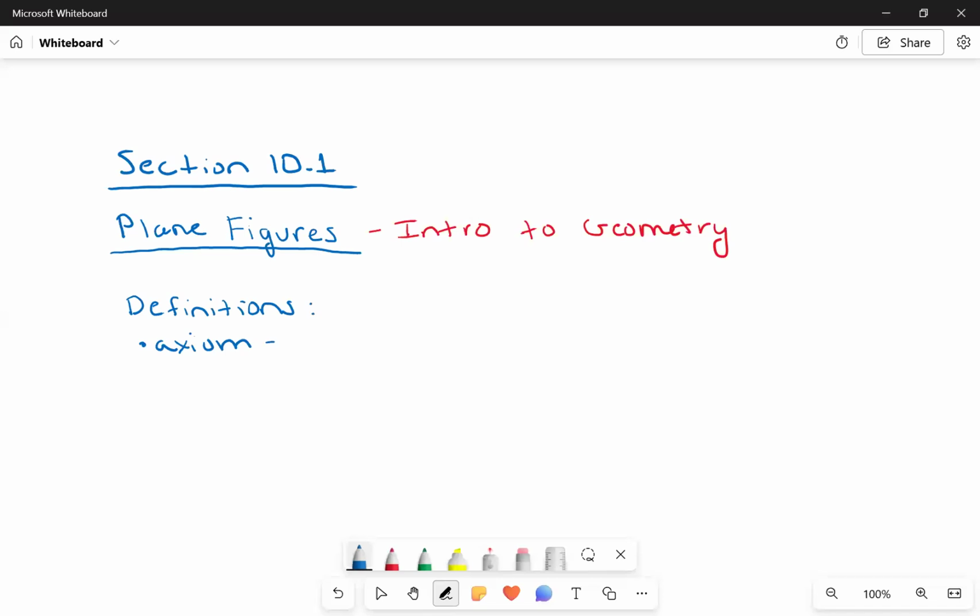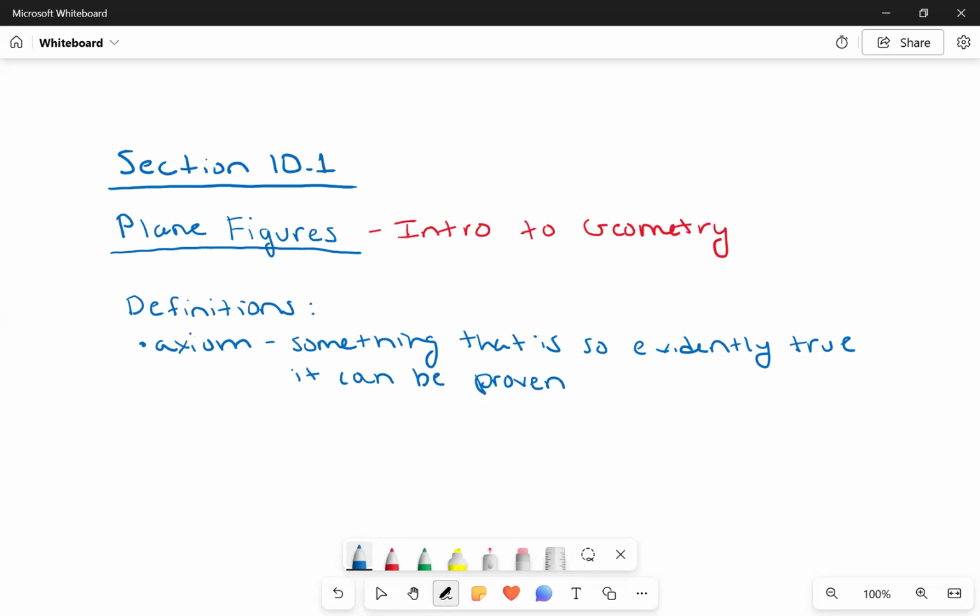Okay, so I'm going to say it this way: something that is so evidently true, it can't be proven. And I mean, if you go ahead and look up Euclid's axioms, there's a bunch of them that are truly obvious, and then a bunch of them that aren't very obvious. But unfortunately, you have to accept them as true, and it is true when you think about it. But yeah, they're not proven.